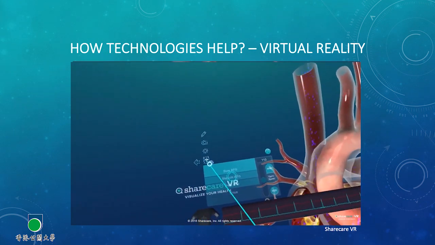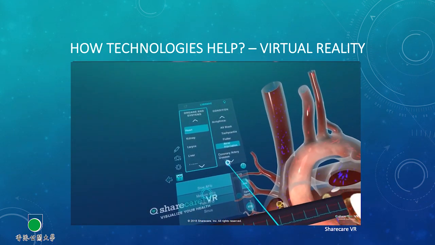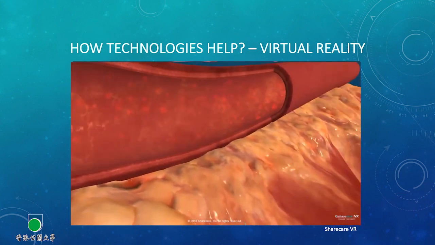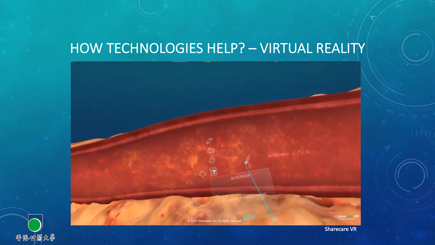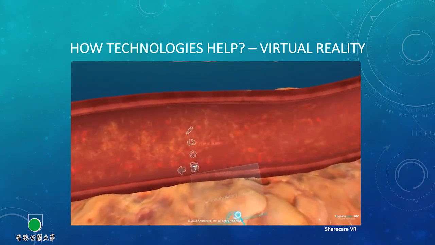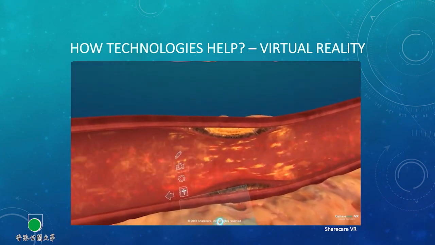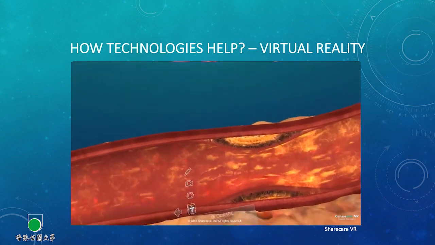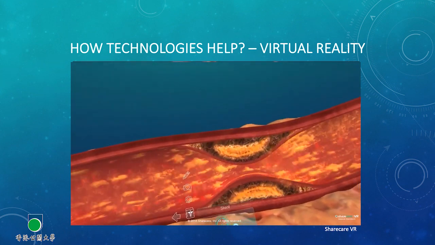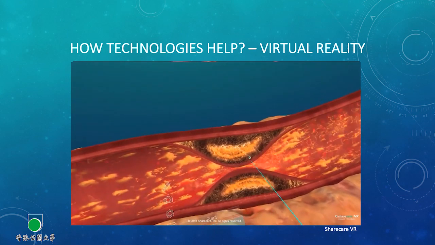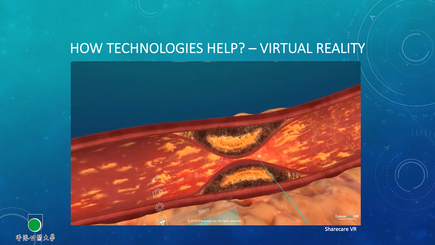Okay, let's look at the coronary artery disease. First, we see the normal blood flow in the vessels. As we adjust the severity, blockage happens inside the vessels. You can see the cholesterol plaque build up inside the vessels. Eventually, the whole vessel is blocked by the plaque. Very limited blood can be supplied to the heart muscles.